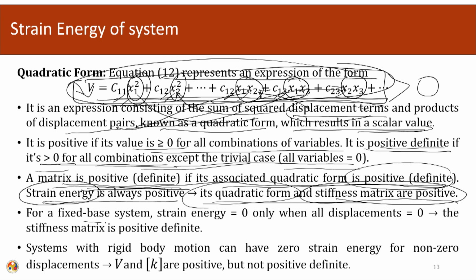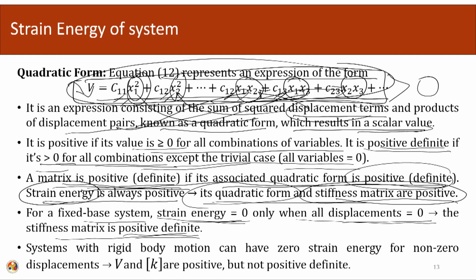For a fixed base system, strain energy equals 0 only when all displacements are 0. The stiffness matrix remains positive definite. So, if no displacement is there, the total strain energy will be 0, though the stiffness matrix is positive definite.